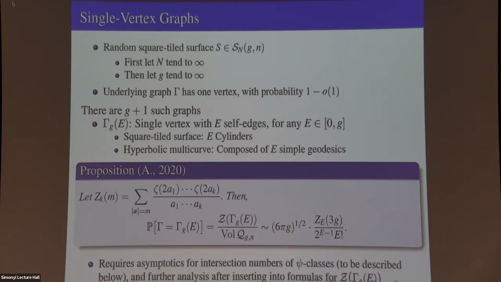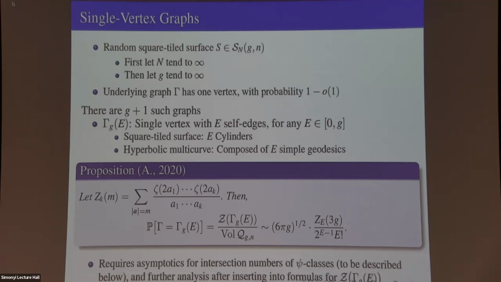So it turns out that there are actually g plus 1 such graphs. These graphs can have multi-edges, is the reason. So these graphs are all of this form gamma_{g,e}, where it's a single vertex, but it has e edges connecting it to itself. So what that means is that my square tiled surface has e cylinders, or in terms of hyperbolic geometry, my multicurve is composed of e simple geodesics.